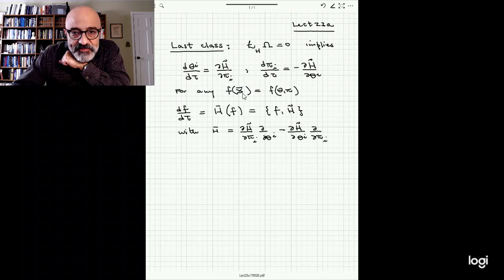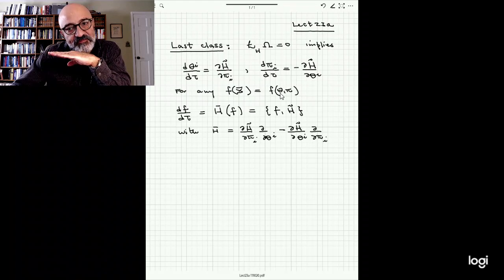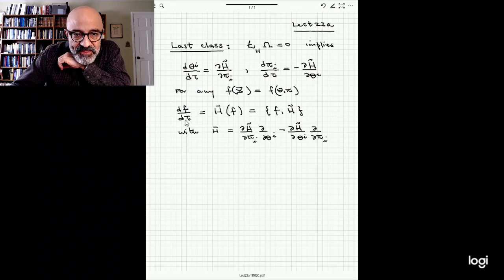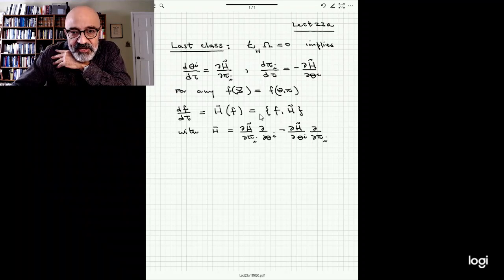Now, furthermore, if you take any function on this cotangent bundle and the coordinates are x or theta and pi, theta being coordinates on the base manifold, pi being coordinates on the cotangent spaces, then the time derivative of this function along the directions specified by this vector field h, this h bar is just d/d tau, same thing, are going to be given by Poisson brackets.